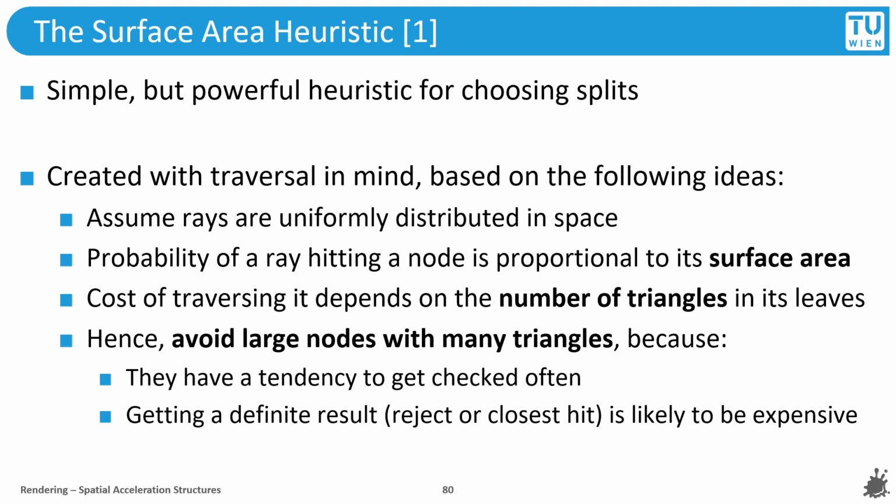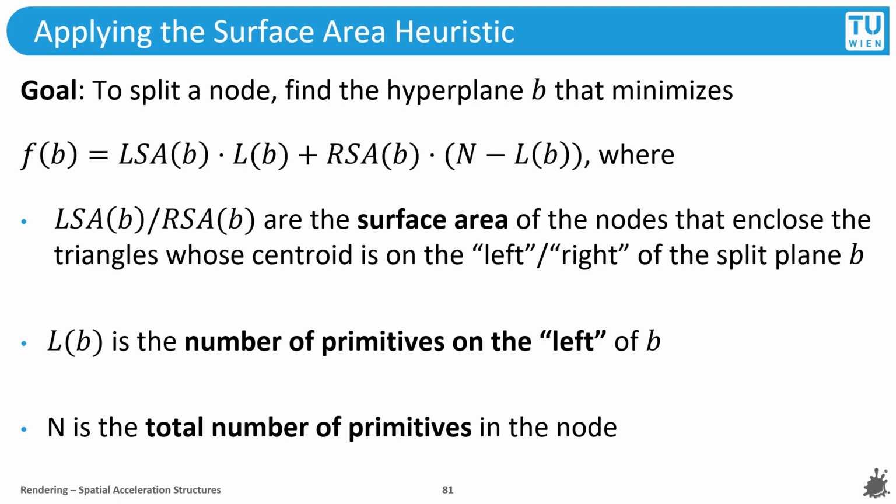Therefore, we would like to avoid large nodes with many triangles, since large nodes have a high probability of getting hit, and many triangles inside means that iterating over it will actually be rather costly. So we want to avoid this particular case, and we can come up with a simple function that we want to minimize in order to achieve that. And you guessed it, this function is exactly the surface area heuristic.